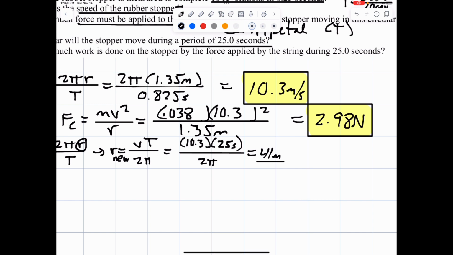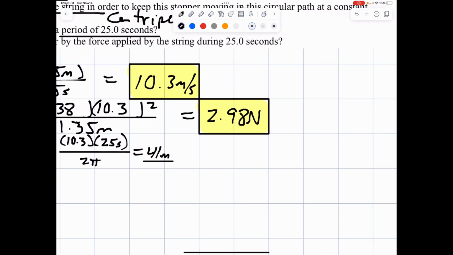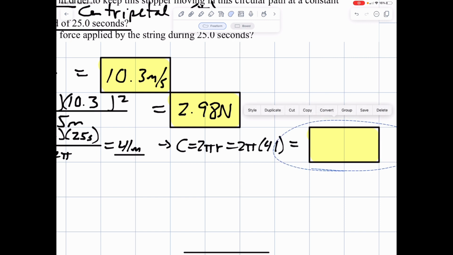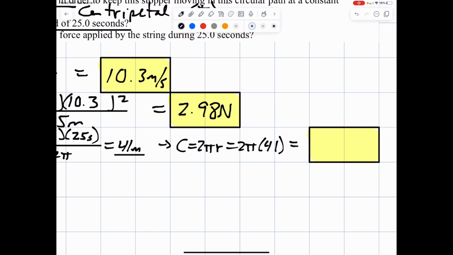In other words, a very big circle. So the distance around would be the new circumference, which is 2 pi times the radius, or 2 pi times 41 meters. And it would take 25 seconds with a 41 meter radius to complete the distance around at a speed of 10.3 meters per second, which is about 22 miles per hour. The stopper would travel a full circumference of 258 meters.